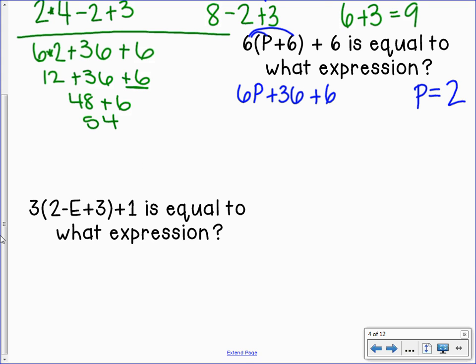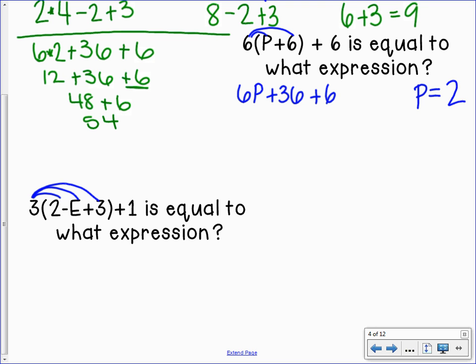Okay. So I have 3 times 2 minus E plus 3 plus 1. What do I have to do first before I can tell you E is equal to whatever? I have to share the love. What am I going to share this love with? The 3, the E, and the 2. So I got to spread it to the 2, to the E, to the 3. How about to the 1? No, we hate that one. You can't spread love to someone that's way over there.